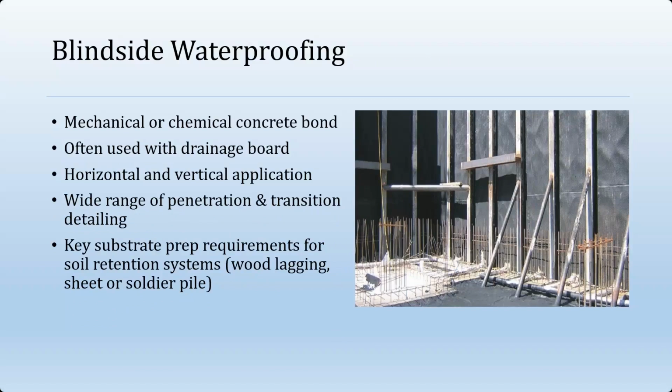And very often these will be used in conjunction with a drainage mat. The drainage mat is always going to be on the outside of the application. So if we're applying up against a wood lagging or sheet pile, we'll have our drainage mat applied, and we typically pin it at the very top of the lagging, and then just drape it down. And then the blind side is going to be facing the concrete when the concrete gets placed up against it.